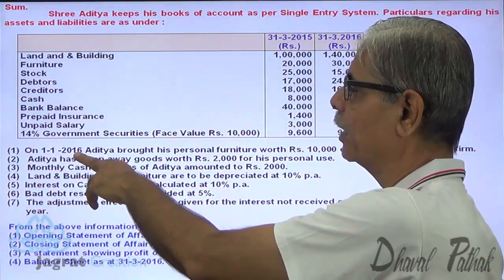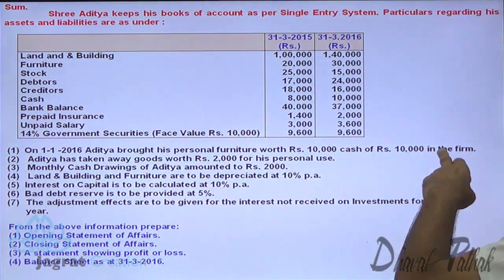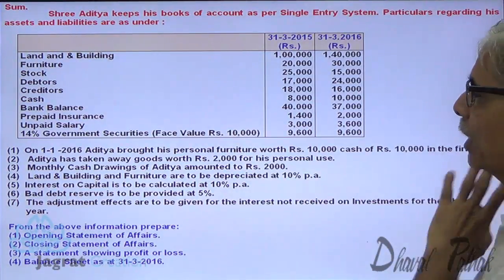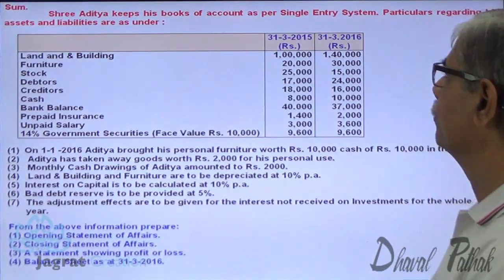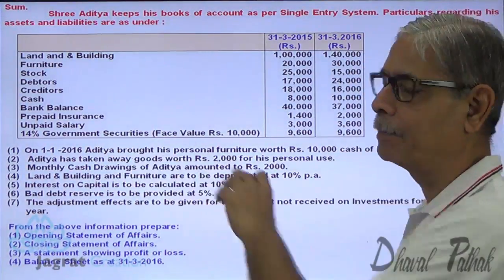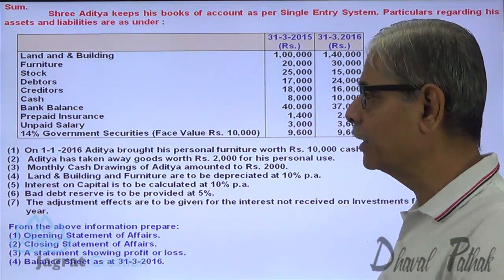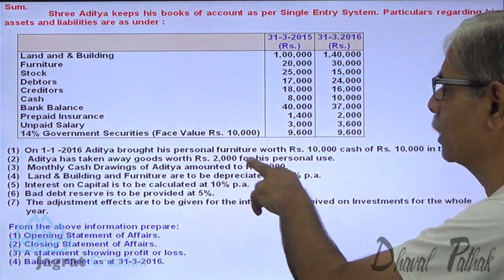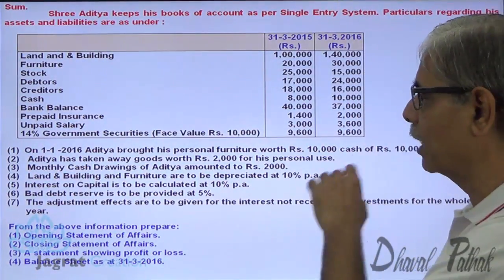On 1st of January 2016, Aditya brought his personal furniture for 10,000 and cash 10,000 in the firm. So this is the additional capital brought by Aditya on 1st of January 2016, three months before the end of the year. Aditya has taken away goods for 2,000 for his personal use. Monthly cash drawings of Aditya amounted to 2,000.